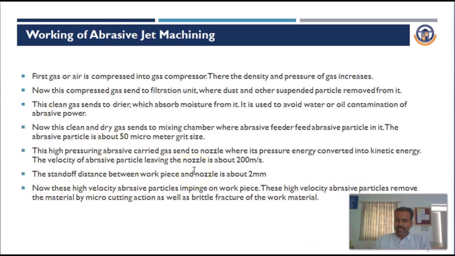Earlier we discussed that mechanical energy means we convert one form of energy to another form of energy. This converted energy is used to remove the material from the workpiece, which is called a mechanical energy based non-conventional machining process. Here, the pressure energy is converted into kinetic energy. The velocity of the abrasive particles leaving the nozzle is 200 meters per second. The standoff distance between the workpiece and the nozzle is about 2 mm. Now these high velocity abrasive particles impinge on the workpiece and remove the material by micro cutting action as well as brittle fracture of the work material.